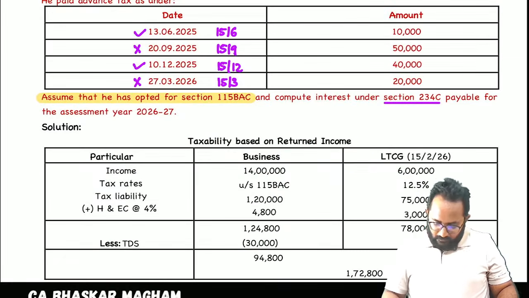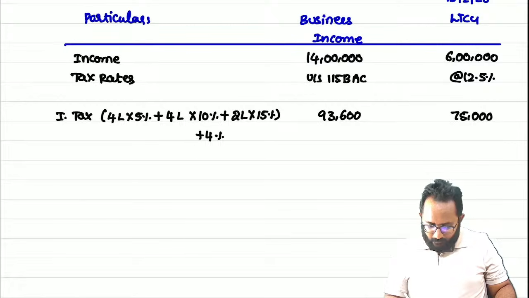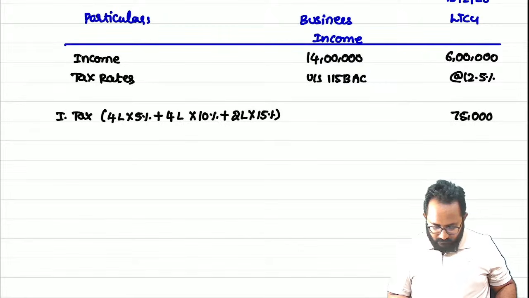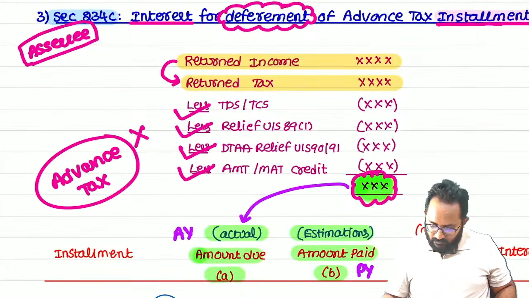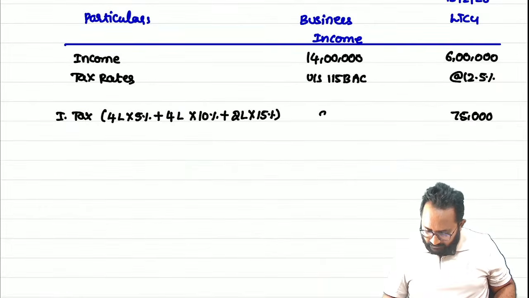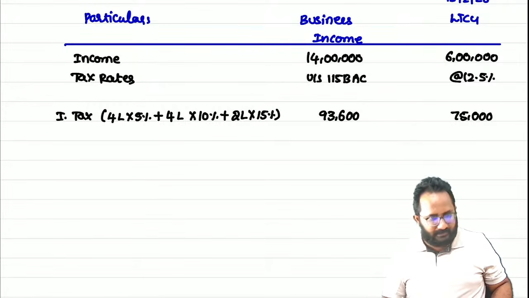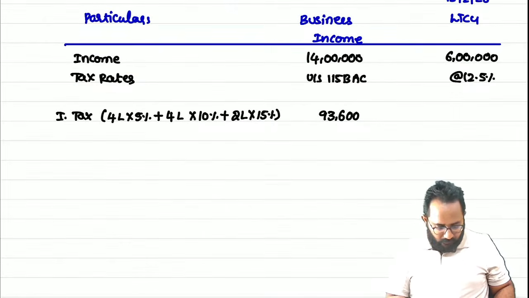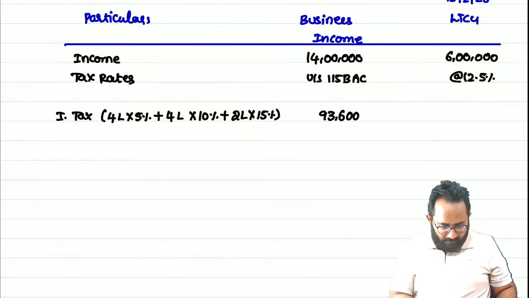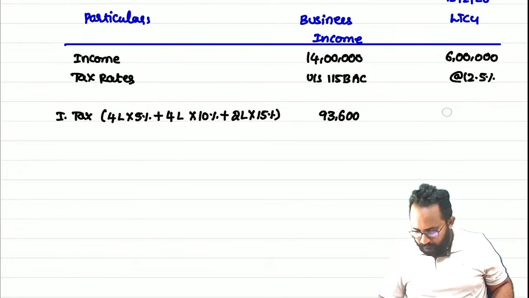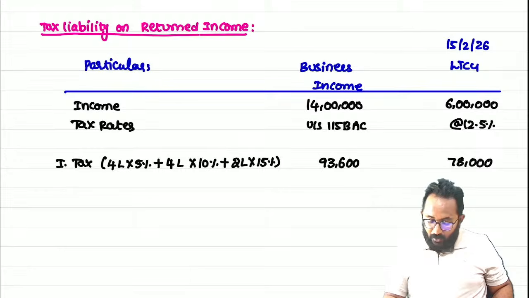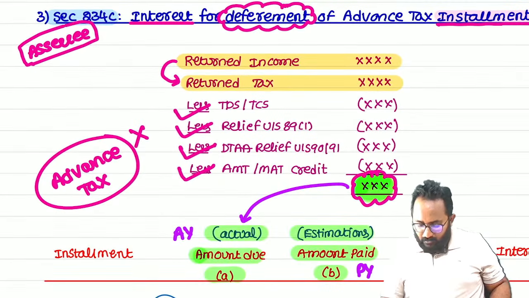Understood? First of all, forget about this 4%. On the safe side we can calculate. Without that, how much will you get? 93,600. 93,600 only, right? Here also please calculate including cess: 6 lakh into 12.5% plus 4%, 78,000.